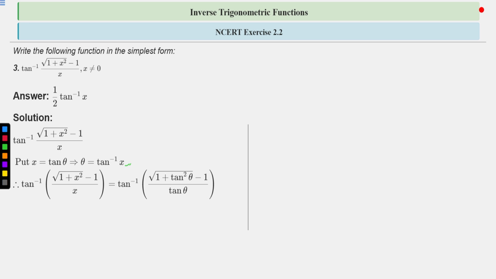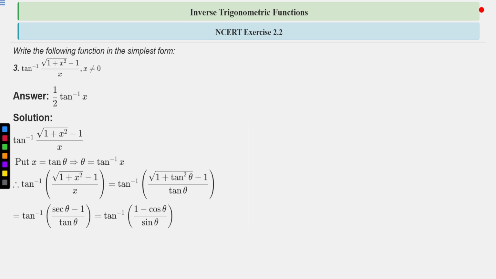Now we will put the value of tan theta in place of x. Therefore, tan inverse of root over 1 plus x square minus 1 upon x will be equal to tan inverse of root over 1 plus tan square theta minus 1 upon tan theta, right? Therefore, it is equal to tan inverse of sec theta minus 1 upon tan theta, because we know that 1 plus tan square theta is basically sec square theta, and root over sec square theta is sec theta, right?